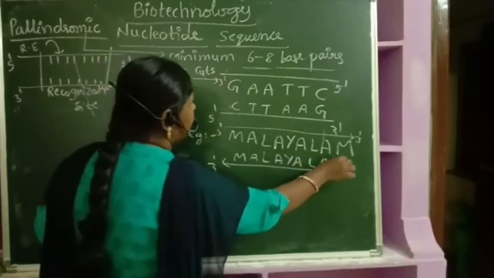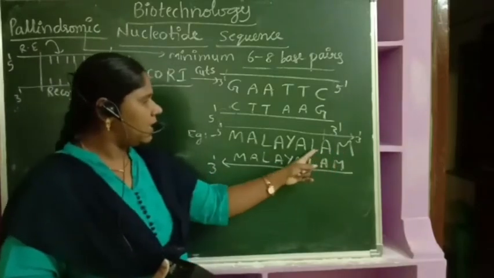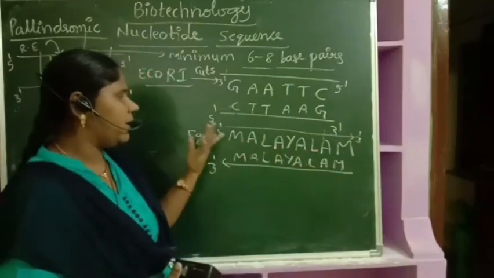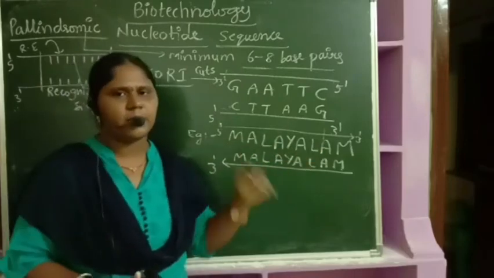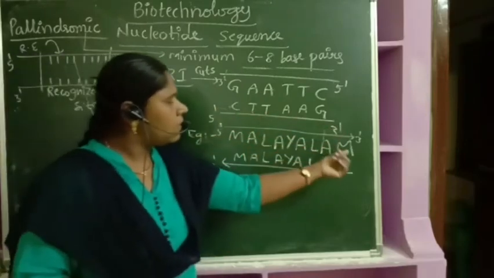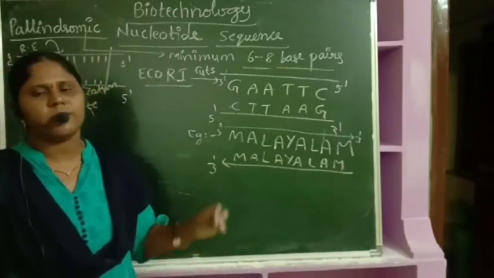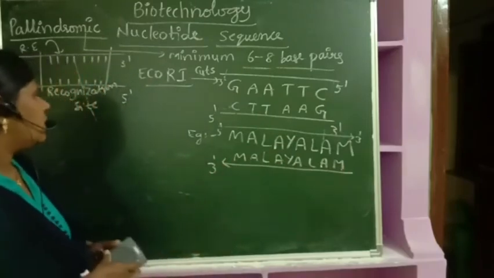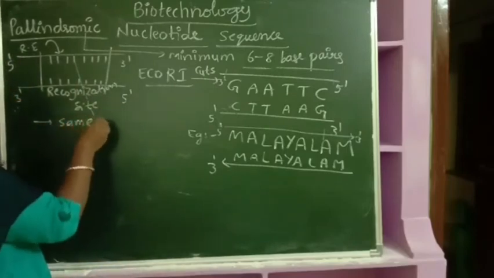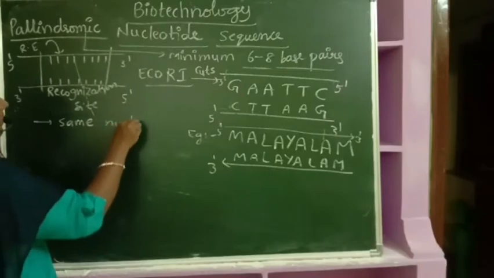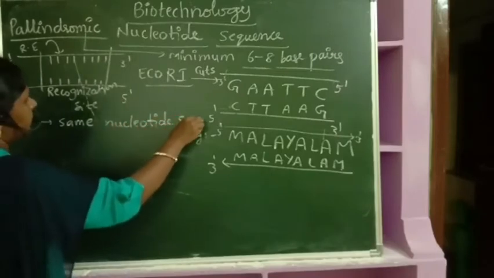L-A-Y-A-L-A-M, Malayalam. So if you come from the opposite strand, M-A-L-A-Y-A-L-A-M, Malayalam. If you go there like this, M-A-L-A-Y-A-L-A-M, Malayalam. Either go this side or come from this side, both strands will have the same sequence of nucleotides. So if you read, it will be having the same nucleotide sequence.